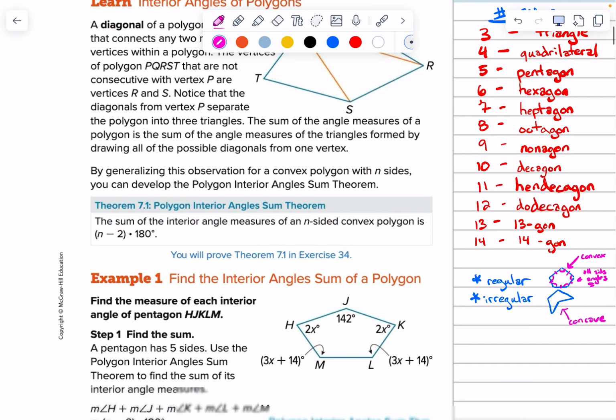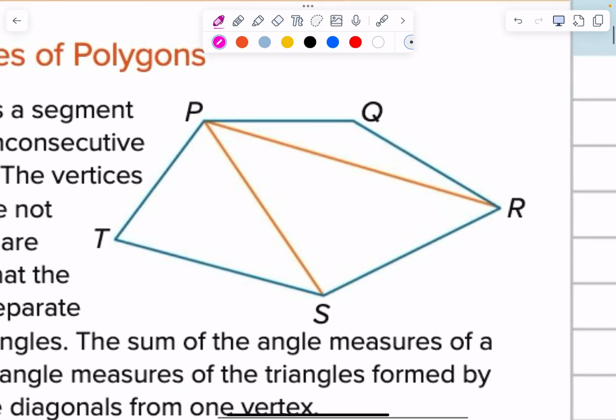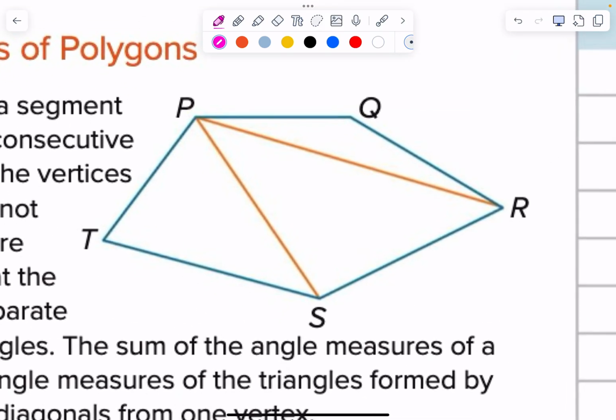All right, here we go. Let's talk about this shape right here in the middle of the page. It has how many sides? 5 sides. It is a pentagon. Regular or irregular? It is irregular. It's an irregular pentagon.